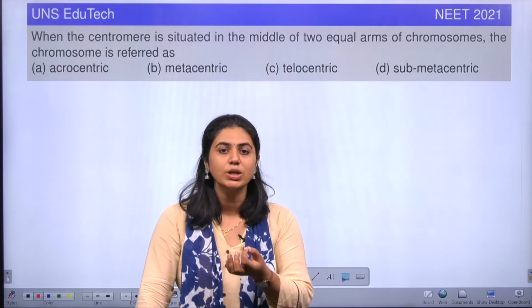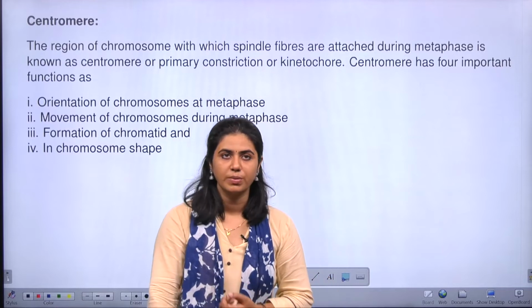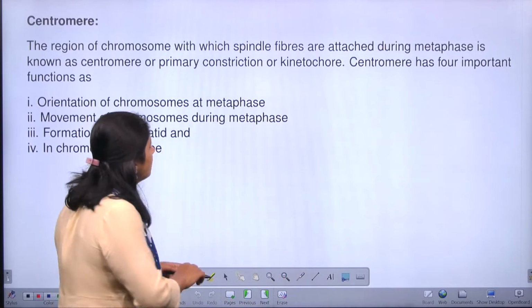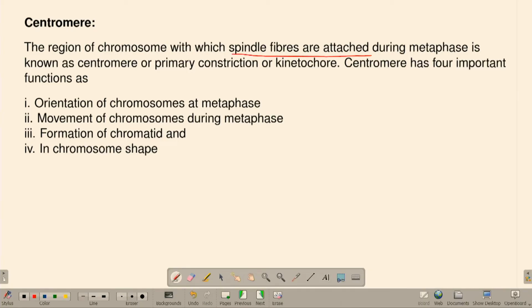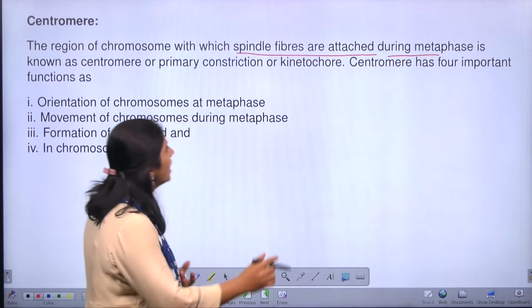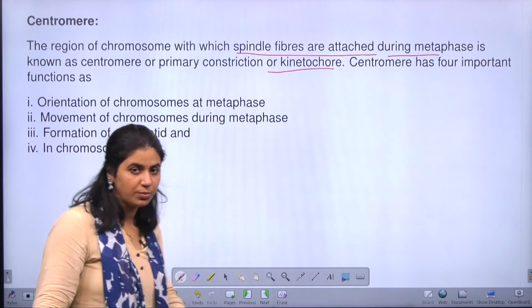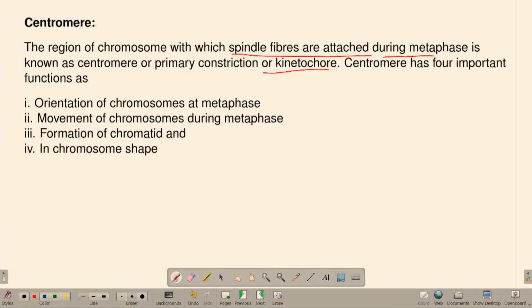So let's see what a centromere is. Centromere is a region of the chromosome with which the spindle fibers are attached during metaphase, and it is also known as the kinetochore. So what is the importance of kinetochores? We know that it is during metaphase that the spindle fibers attach to the centromere. The importance is orientation of chromosomes at metaphase, movement of chromosomes during metaphase, and formation of chromatid and chromosome shapes.